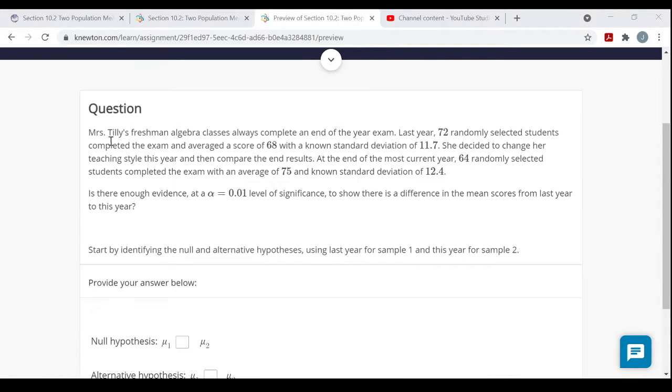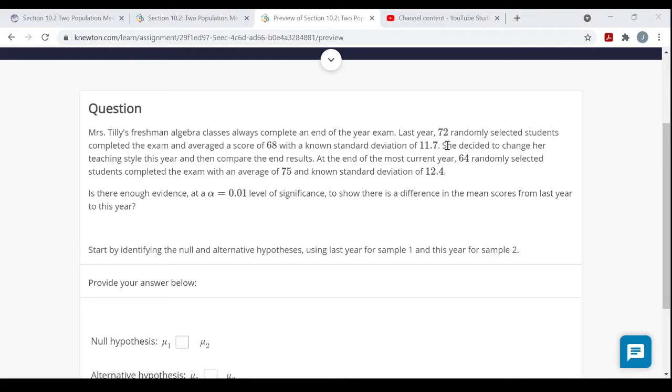Alright, so Mrs. Tilley's freshman algebra classes always complete an end-of-the-year exam. Last year, 72 randomly selected students completed the exam and averaged a score of 68, with a known standard deviation of 11.7. So this was the standard deviation of all her last year algebra classes. So this is the population standard deviation from the last year classes.